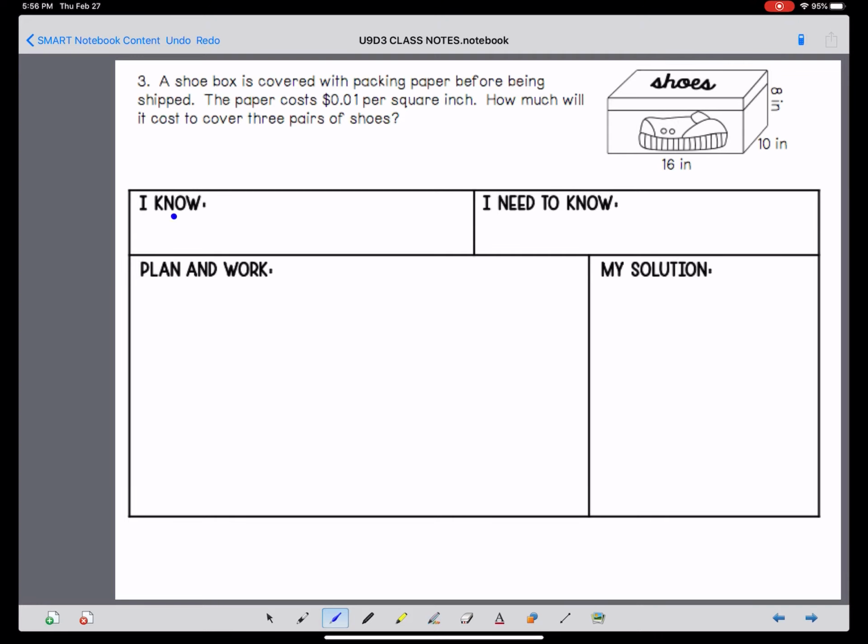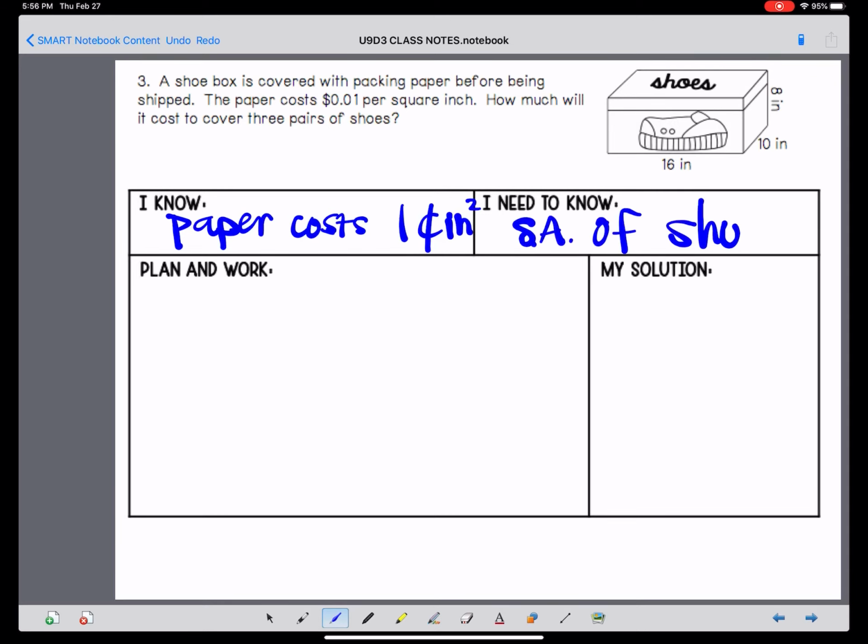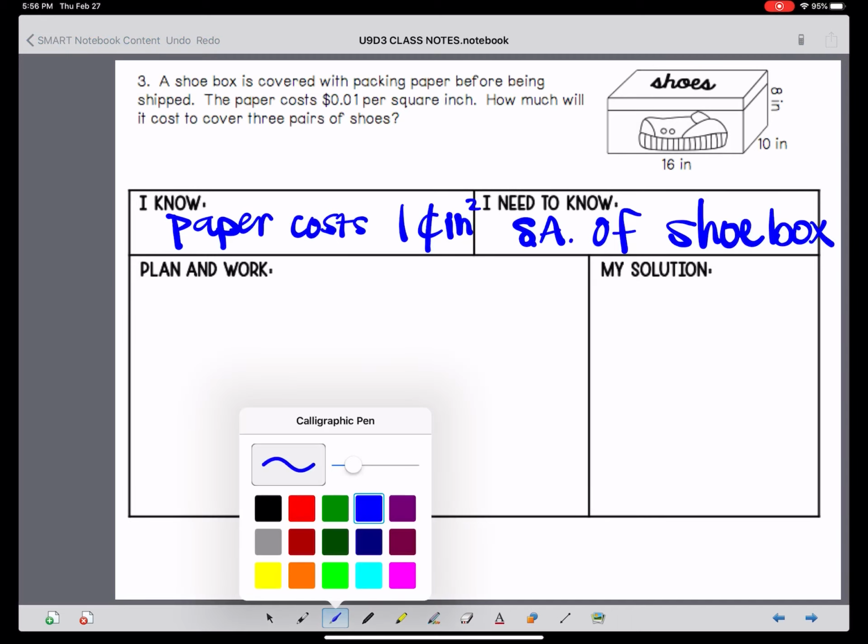We know that the paper costs 1 cent per square inch. So I'm going to put per inch squared. What we need to know is the surface area of our shoebox. You could shorten surface area to just SA if you wanted, or you could write out surface area. Surface area of the shoebox, that's what we need to know. All right, let's go ahead and work this out.